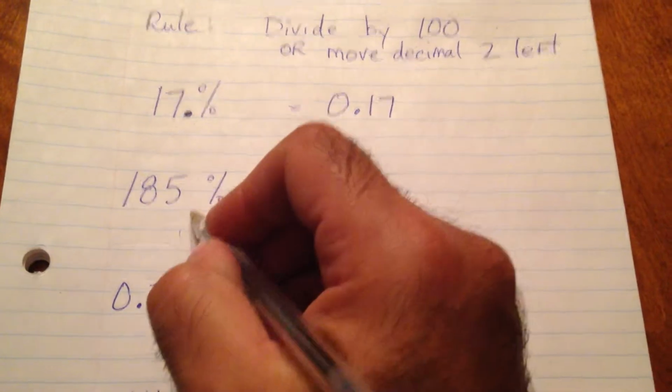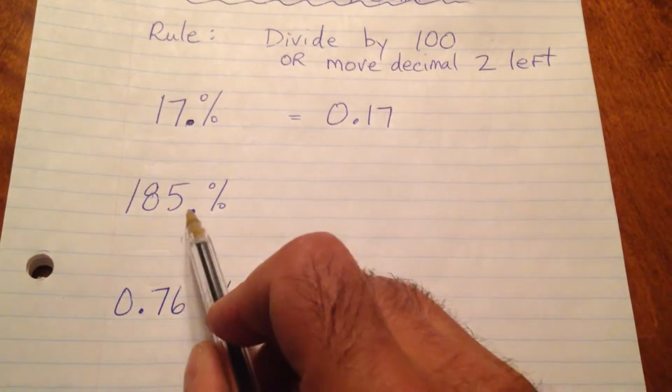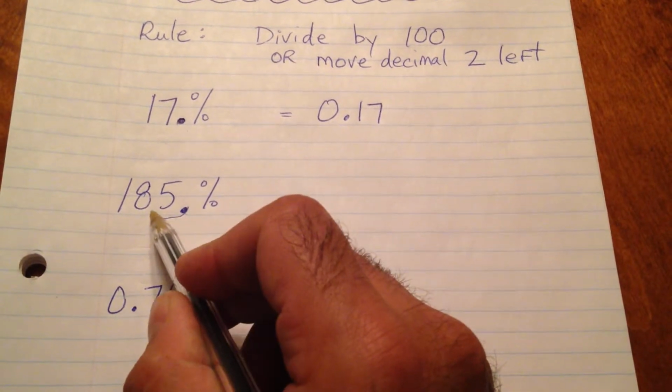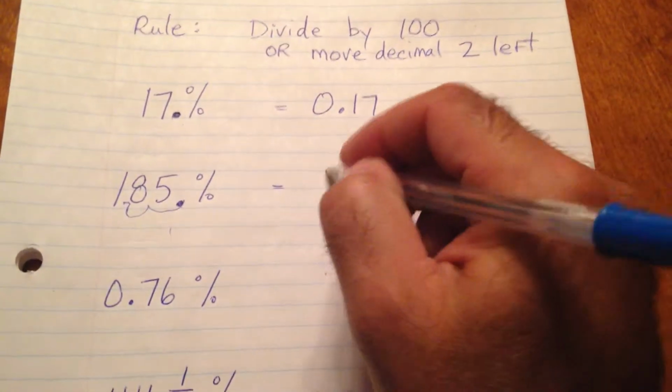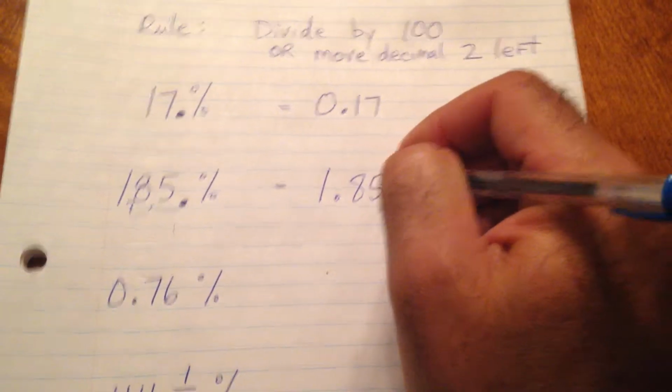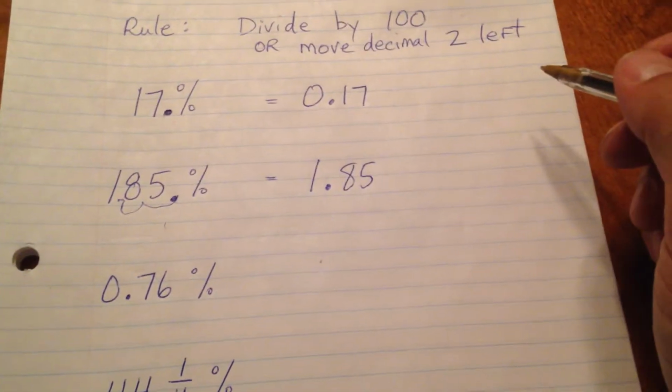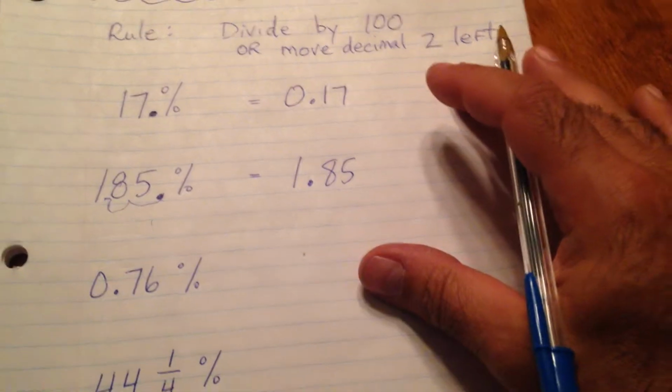Okay, again, the decimal is right over here at 185. We're going to move it twice to the left. 1, 2, in between the 1 and the 8. So we have a number as 1.85. That's the number 185% written as a decimal.